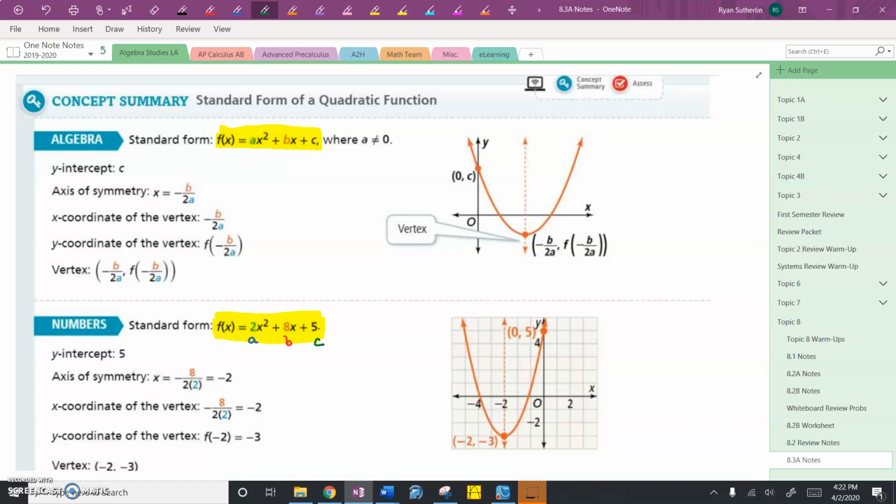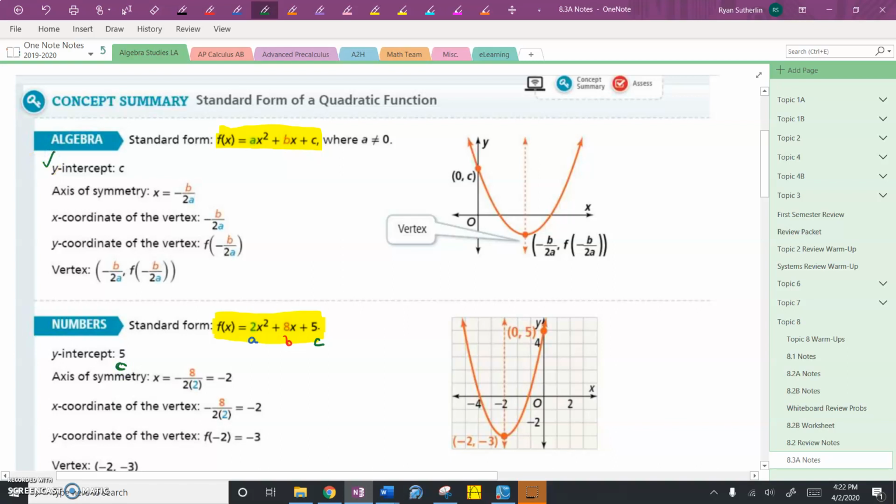So if we want to find the y-intercept for a quadratic that's in standard form, it's very simple, because if we make x 0, if we plug 0 in for x, this goes away, we're just left with 5. We're just left with whatever the c value is, and that's what we have up here.